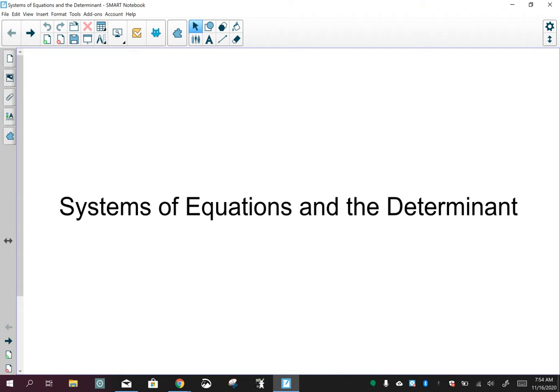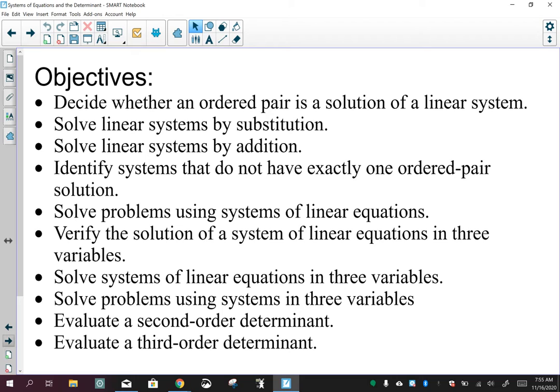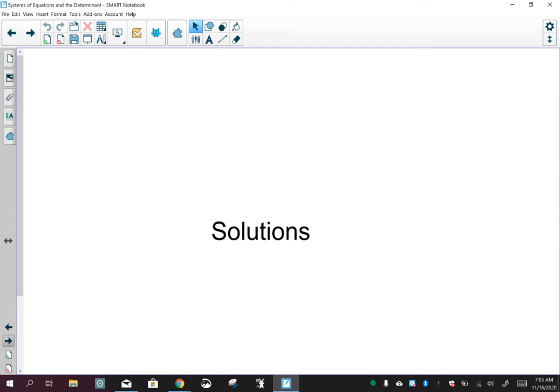Hello, everybody. All right, so we are starting our next unit. This is actually two topics in one unit. It's going to be linear equations and it's going to be exponents and logarithms. We are going to start with systems of equations and then move into the determinant. So this is everything that we're going to have to cover in this section. There's a lot of things here, so as we go forward with this, just take note of what we're doing. Okay, let's get started.